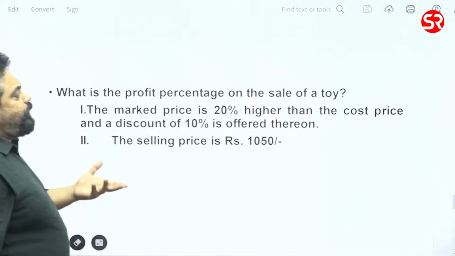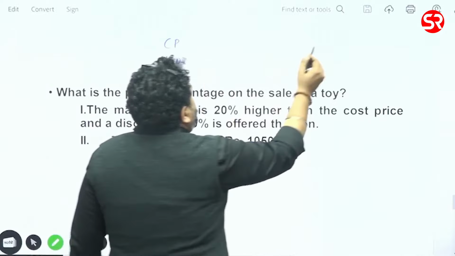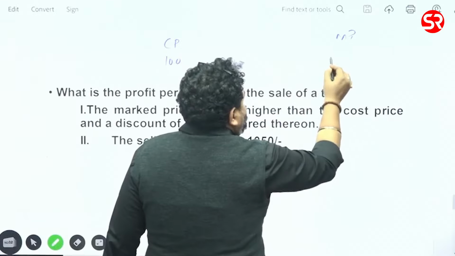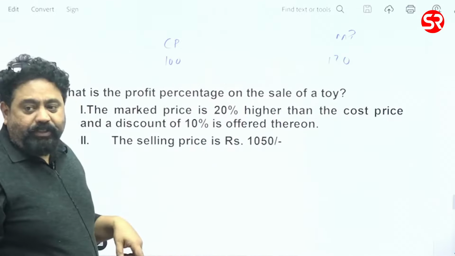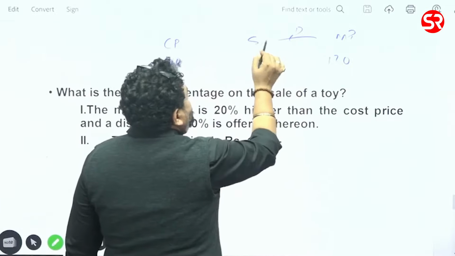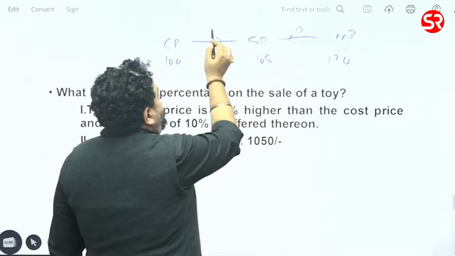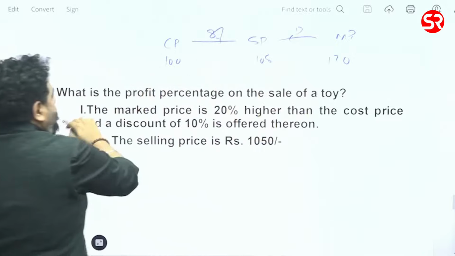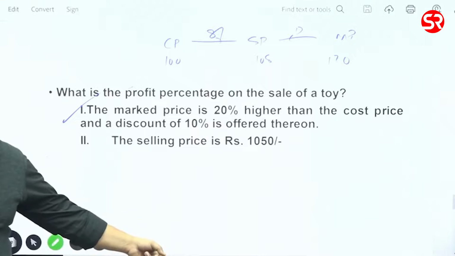The marked price is 20% higher than the cost price. So if the cost price is 100, your marked price is what? 20% higher, which is 120, right? And a discount of 10% is offered. So if I give you a discount of 10%, definitely the selling price would be 108. So how much is the profit? 8% profit. The first statement is giving you the profit percentage. You don't require the second one.